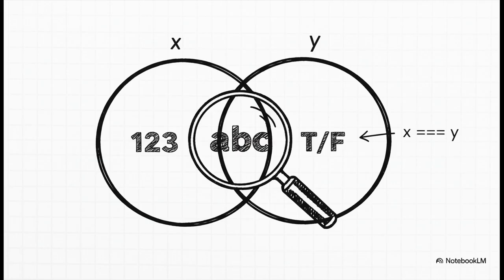So what happens if we check if they're equal? Well, TypeScript looks at the overlap, the one thing they both have in common, and it deduces that the only way x equals y could possibly be true is if they are both a string. So inside that if block, boom, it confidently narrows both of them down to string.